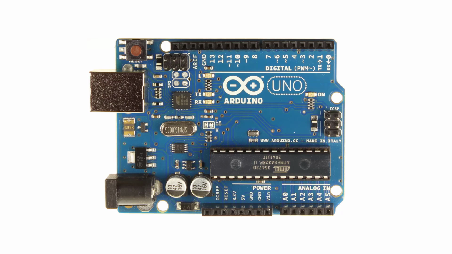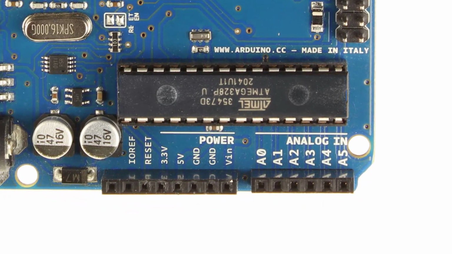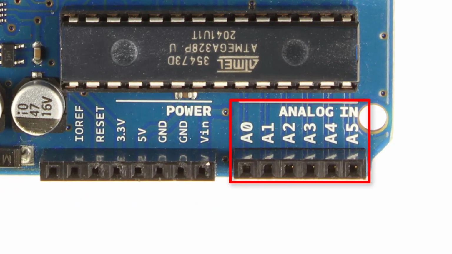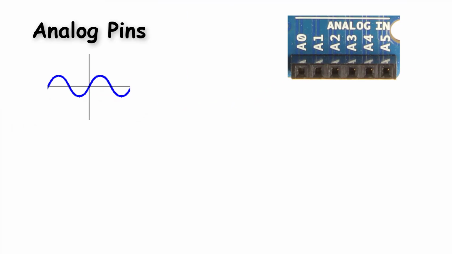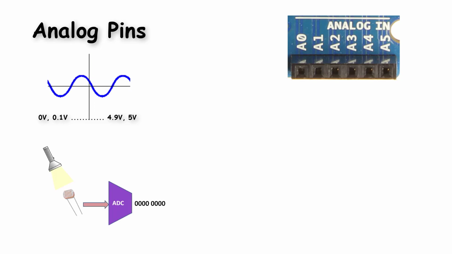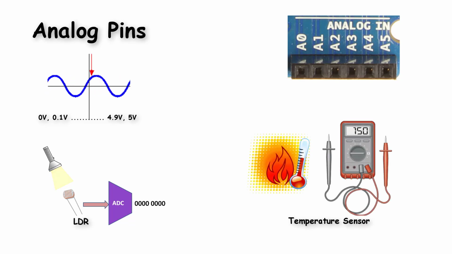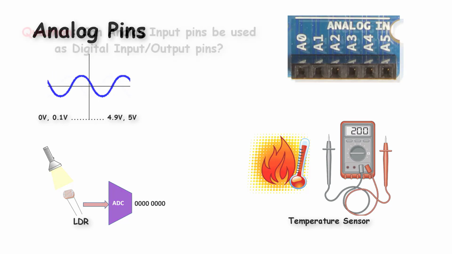Next, Arduino boards feature analog input pins. Unlike digital pins that handle just on-off signals, the analog pins can work with analog signals, which provide a continuous range of values between 0 and 5 volts. This feature is especially useful when dealing with sensors that produce varying voltage levels. For example, temperature sensors, light sensors, and many others fall into this category.